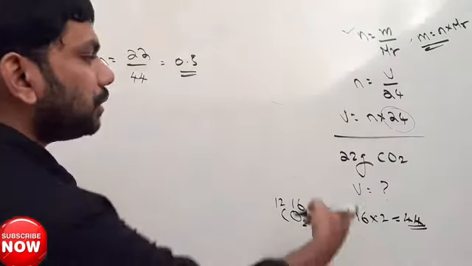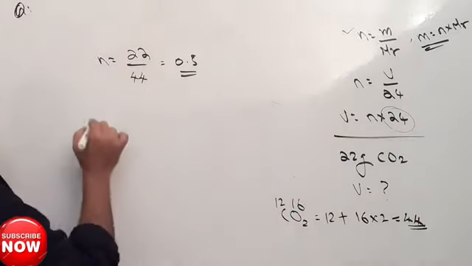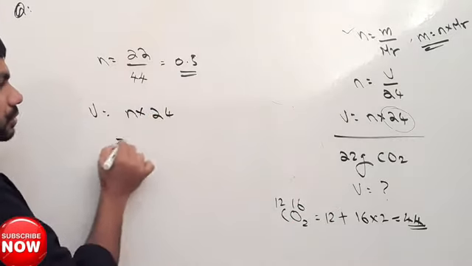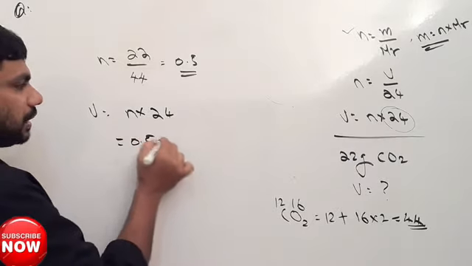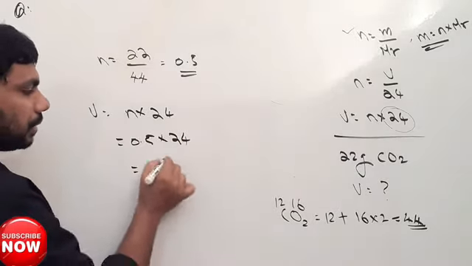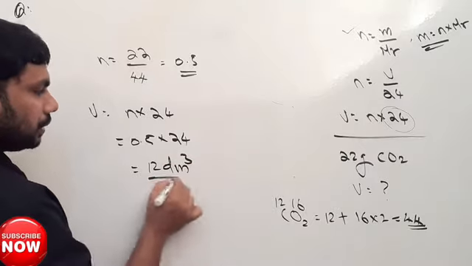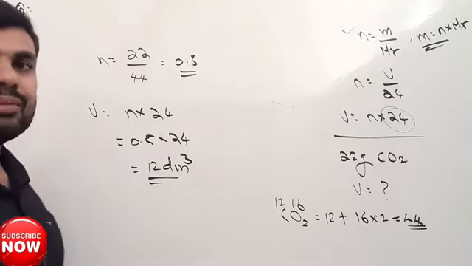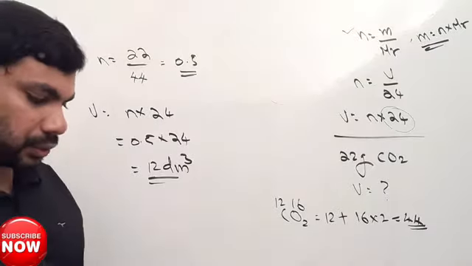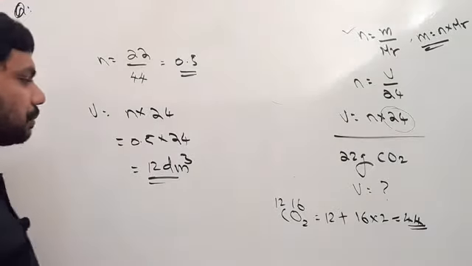So now you can use this equation to find volume. Volume equals number of moles times 24. So 0.5 times 24, it will be 12 decimeter cube.